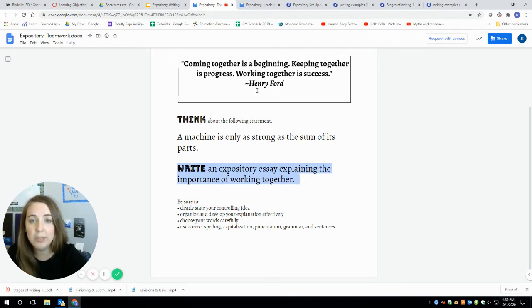You're welcome to use this quote, or this statement, if you want to in your essay. But this is what your essay is about. You need to write a one-page paper explaining the importance of working together. There are some really important reminders down here.